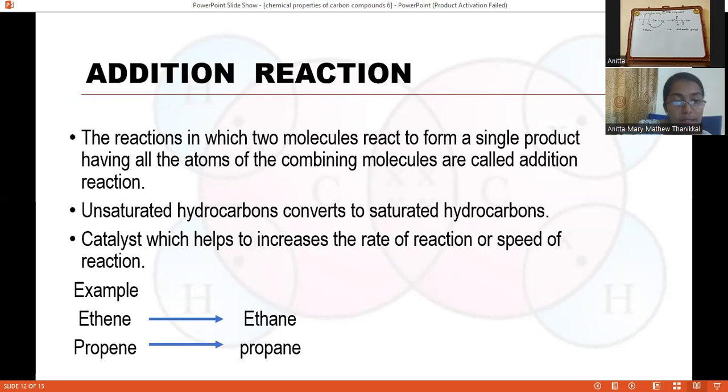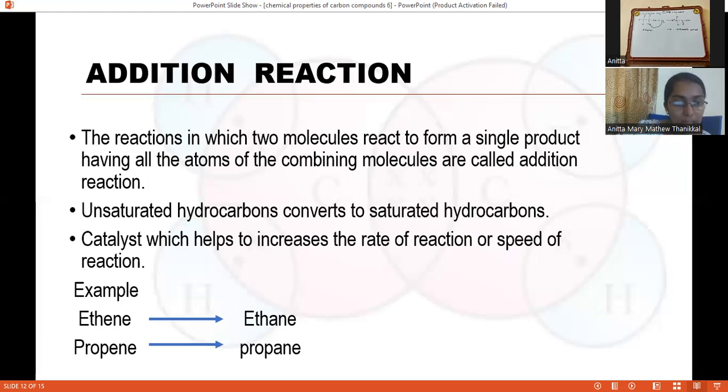I think we know that there are three catalysts: nickel, palladium, and platinum. Here we use nickel as the catalyst. The nickel catalyst is used in this section. In this section, unsaturated hydrocarbons are converted into saturated hydrocarbons. Which are unsaturated hydrocarbons? Those with double bonds and triple bonds. They are converted into saturated hydrocarbons, which have single bonds. It is a conversion of a double bond or triple bond into a single bond.